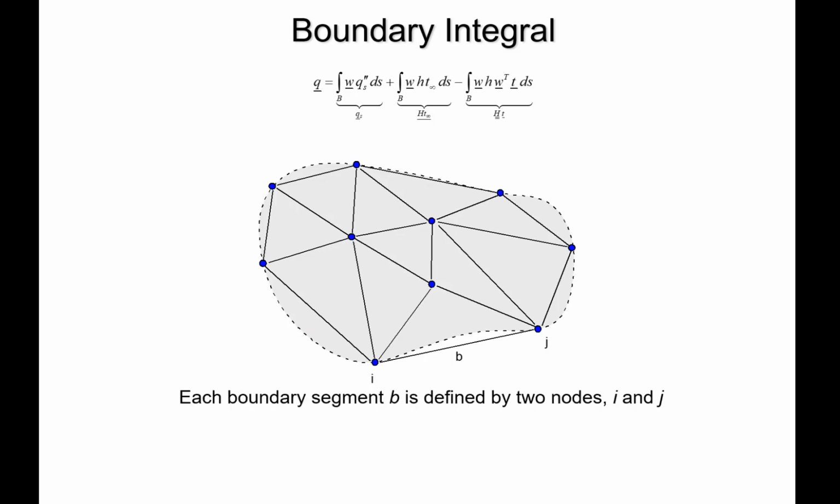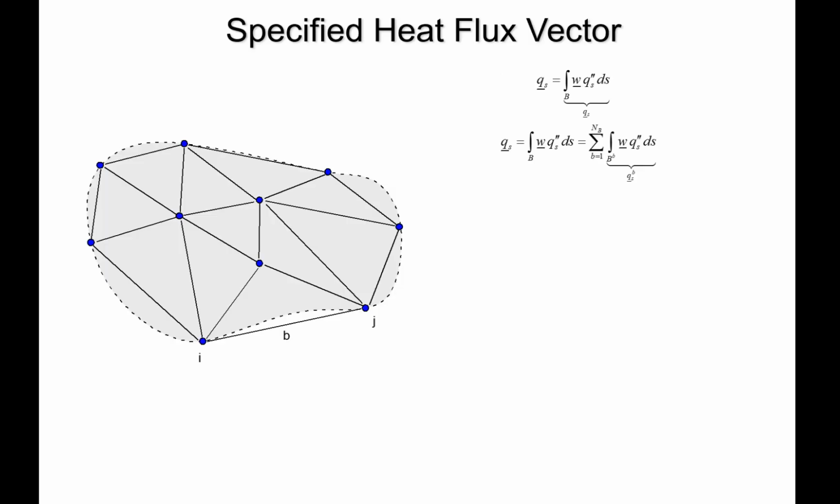Each boundary segment is defined by 2 nodes, i and j, right? So if you think about what our interpolating functions must look like on this boundary segment, the only 2 interpolating functions that will be non-zero will be w_i and w_j, because we're moving along that line that corresponds to the base of this element that would otherwise be ijk. And along this line, w_k is 0, but w_i and w_j must be going from 1 to 0 and then from 0 to 1. So let's start with the specified heat flux vector, right?